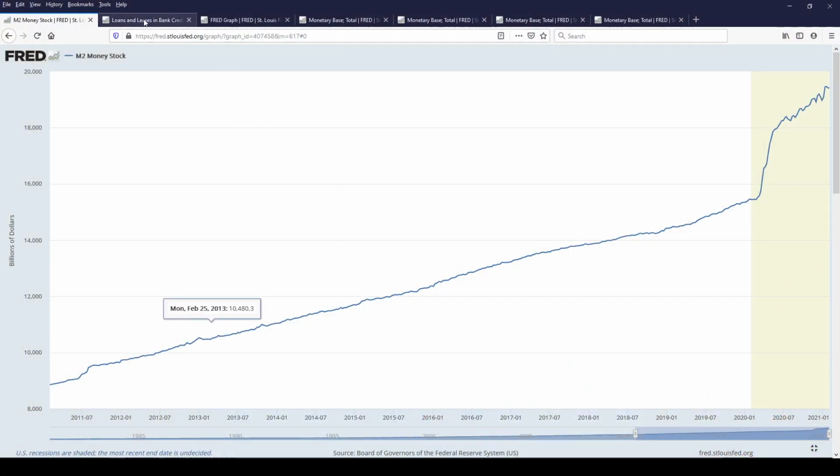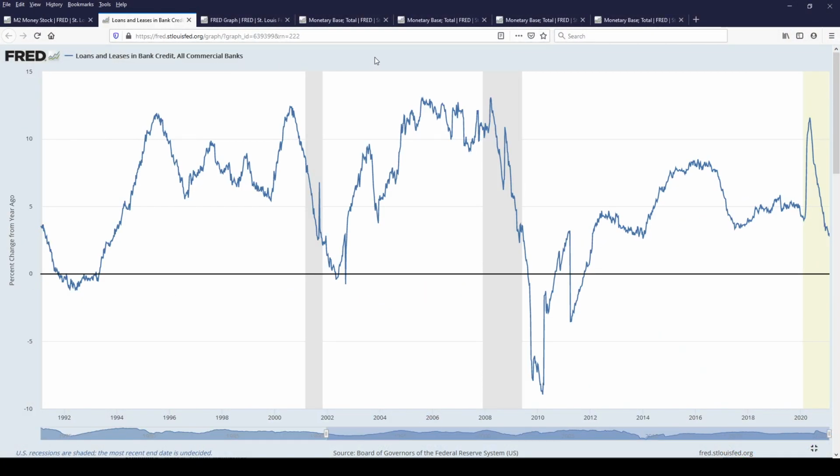One, it gets through the banks when they initiate a new loan. So money is created when banks lend, and money is destroyed when the principal payment of a loan is paid back. So we look and see, okay, well, what's going on with lending? Well, the easiest way to do that is to look at all loans and leases in bank credit at all commercial banks. And we can see on a year-over-year basis, it's growing at less than 3% a year and falling.